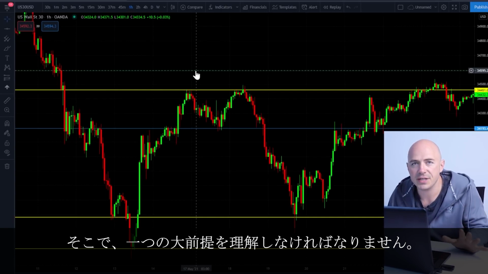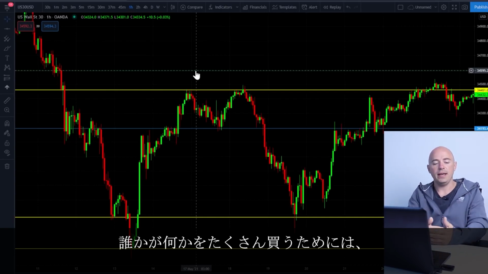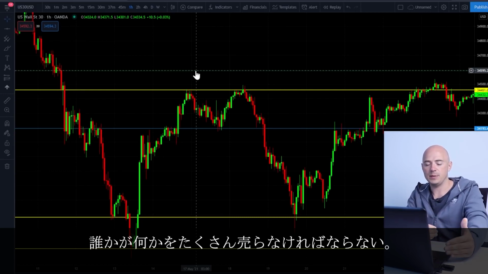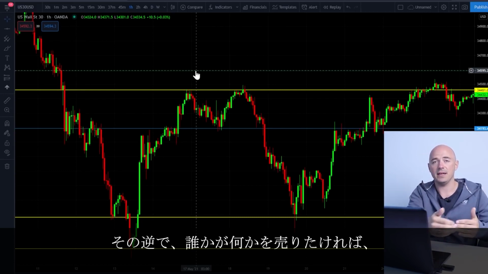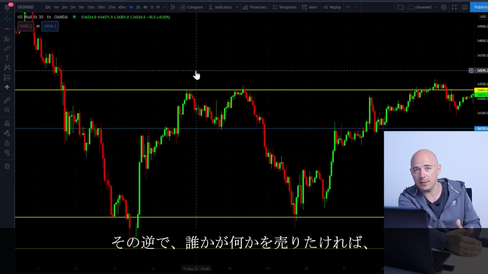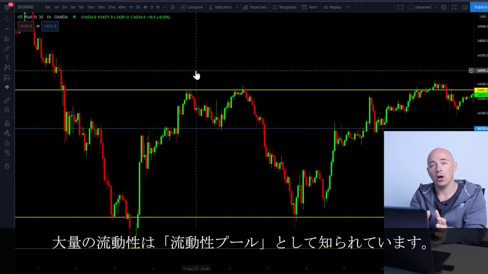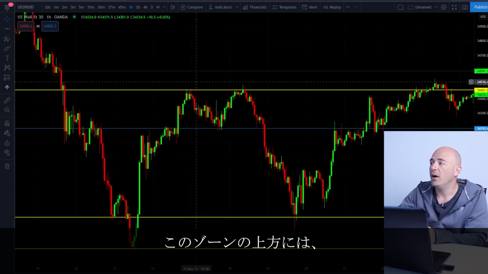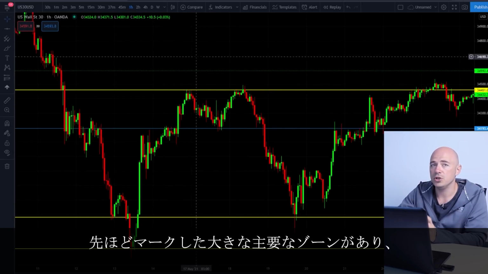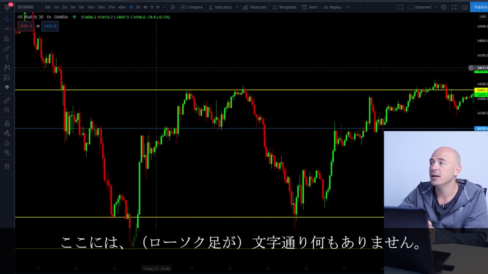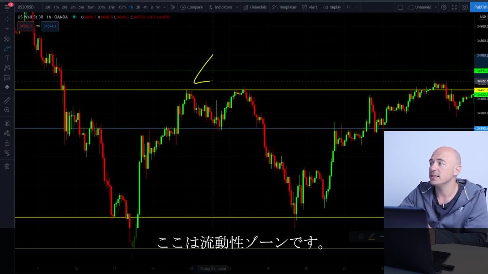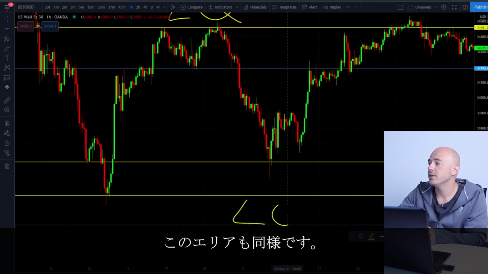So you have to understand one basic premise. In order for somebody to buy a lot of something, somebody else has to be selling a lot of something, and vice versa. If somebody wants to sell something, there has to be a lot of buyers. That is liquidity. A large amount of liquidity is known as a liquidity pool. So above these zones right here that you just marked up, these big major ones where there's literally nothing living up here, this is a liquidity zone, as well as this area right here.